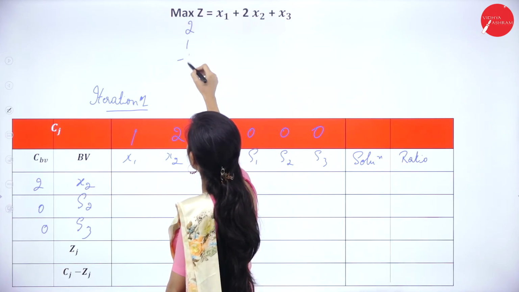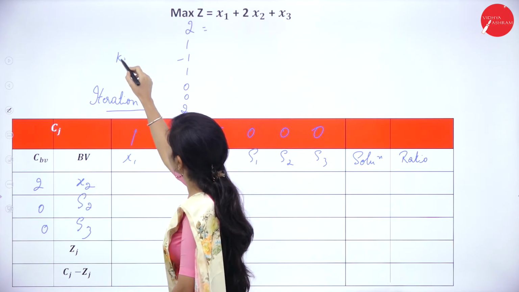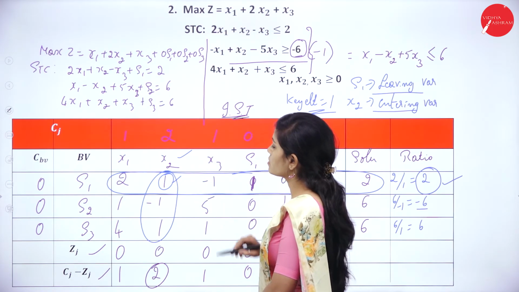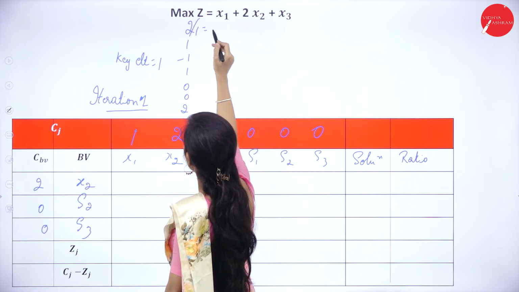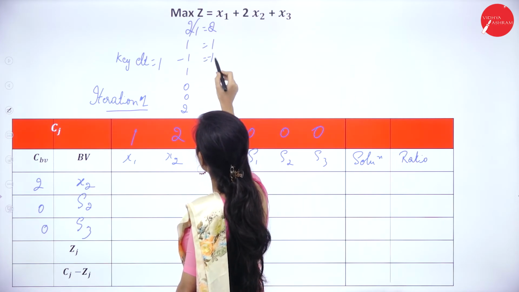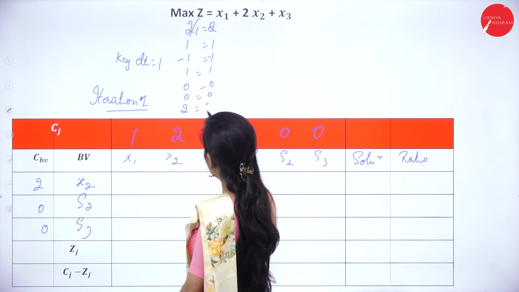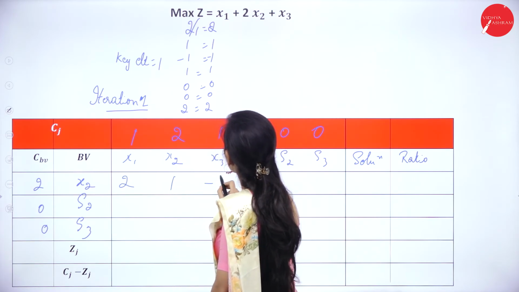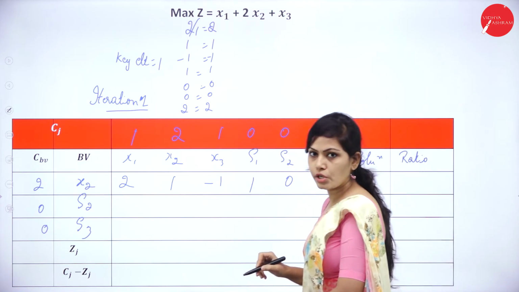2, 1, minus 1, 1, 0, 0, 2. So here the key element is 1. So what is the formula for finding the key row? Old value divided by key element. It is 2, 1 by 1, minus 1 by 1, 1 by 1, 0 by 1, 0 by 1, 2 by 1 is 2. So I'll write the new values 2, 1, minus 1, 1, 0, 0, 2. This is my new key row values.